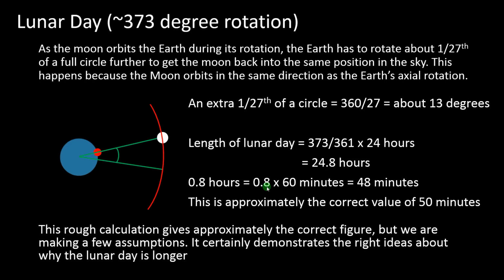Again, we're making some assumptions here in this basic calculation, but it demonstrates the right idea for the reasons that the lunar day is longer. The Earth's got to rotate further to catch up with the extra orbit of the Moon along its orbital path. So those are the 3 different types of day. Key things to take away: you need to know what they're called, you need to know which object is being used as the reference object. So Sun for the solar day, stars for the sidereal day, and the Moon for the lunar day. And you need to know the lengths of those so that you can talk about them sensibly.